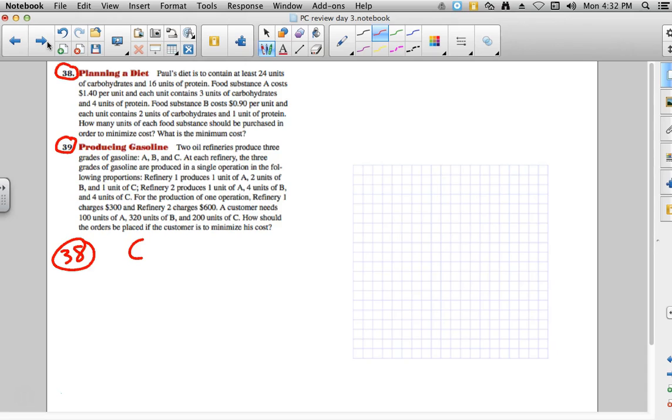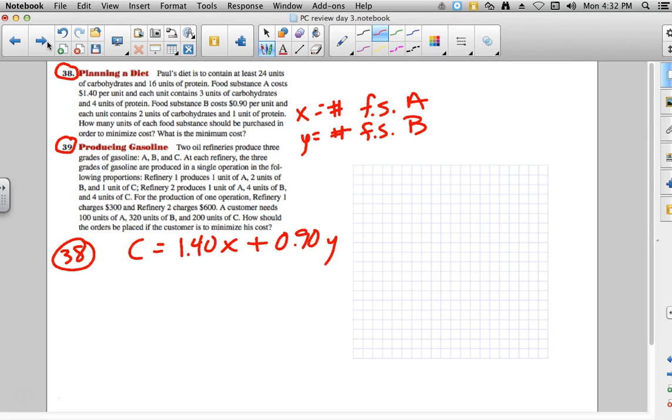All right, so our objective function is about cost. Well, they said up there that for substance A, it's going to be $1.40. So right now I have just figured out that for my X, I need to use the number of food substance A. So that means Y is going to be the number of food substance B that I have to use. So $1.40x plus, and it was 90 cents per unit for food substance B.